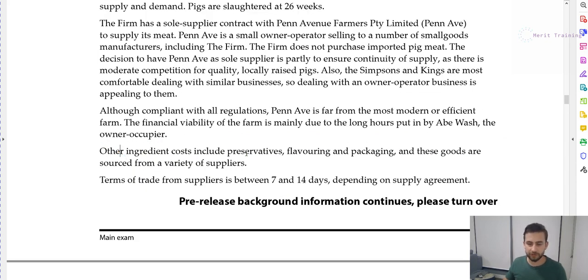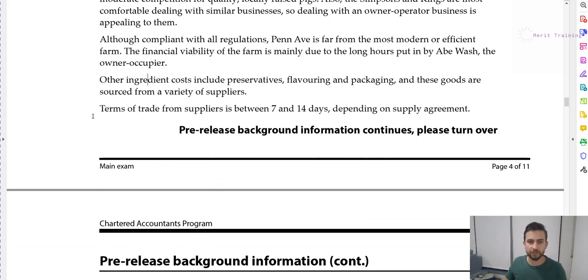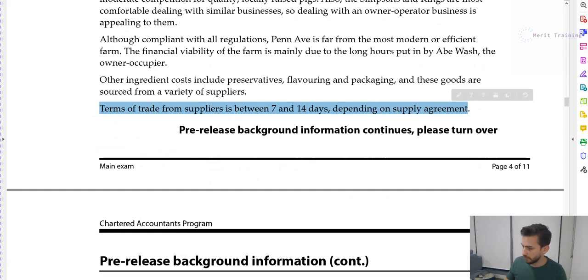Other ingredient costs include preservatives, flavoring, packaging. These goods are sourced from a variety of suppliers. Probably don't need that point. Terms of trade from suppliers between 7 and 14 days. I'm going to copy that point. That might be important for our financial analysis of the business once we start looking at the numbers.